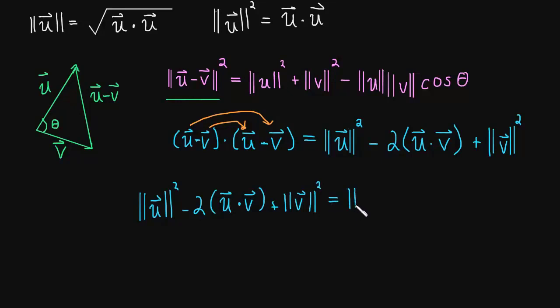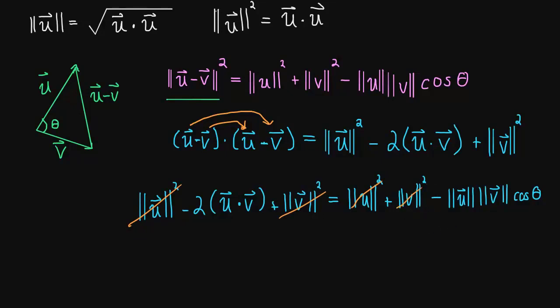is equal to the length of u squared. So this is now the right-hand side of the equation from up there, plus the length of v squared minus the length of u times the length of v times the cosine of the angle between them. Okay, so now we get to do a lot of canceling here. So let's see. This and this are going to go away. We can subtract those from both sides. Those are going to go away.